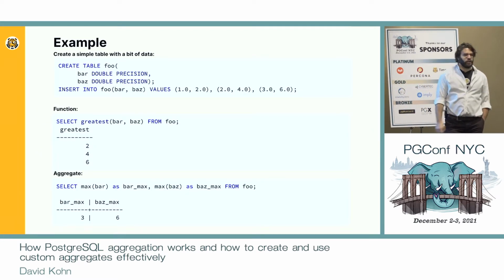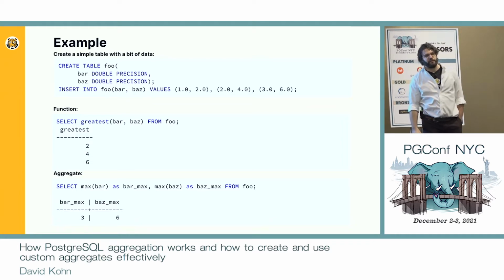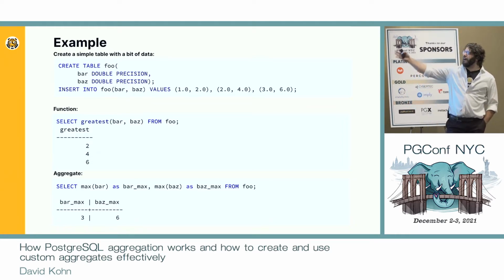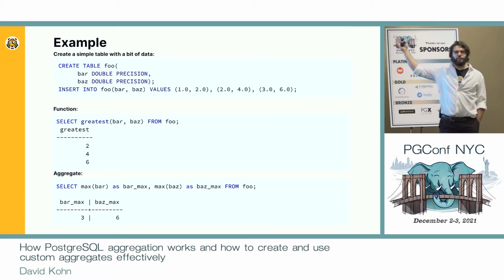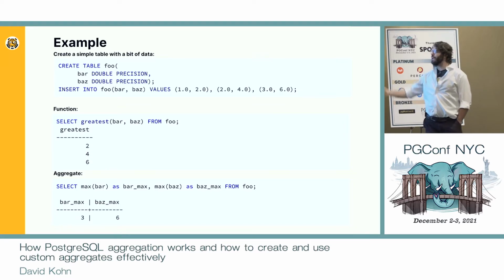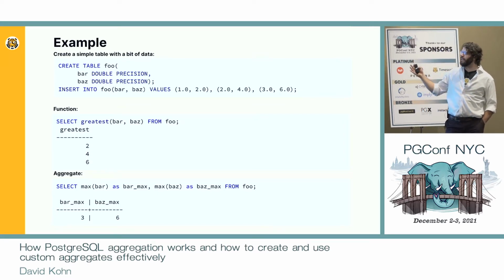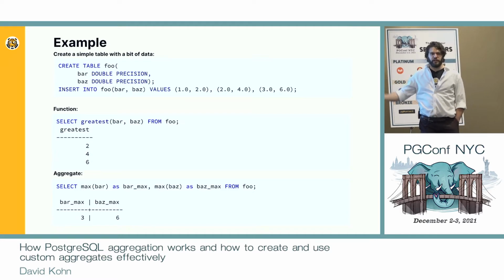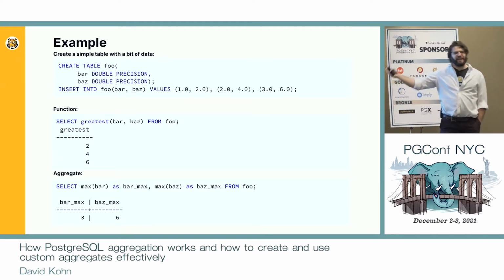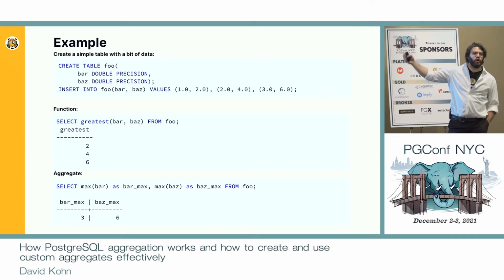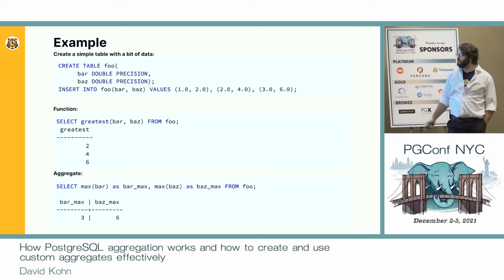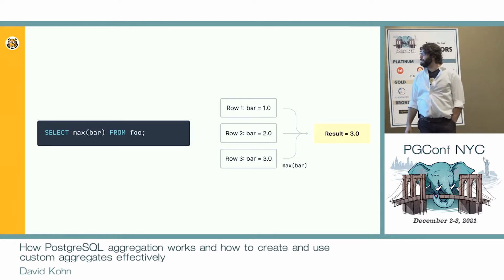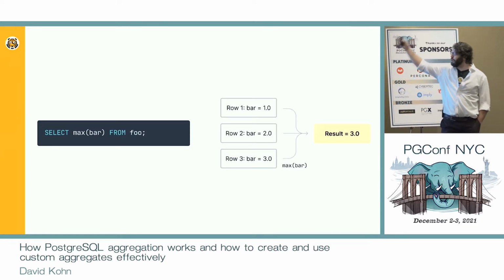So as an example, let's take a look at the difference between an aggregate and a function. We have a table, just a silly table with foo and bar and baz because we like to use those. So the greatest value between bar and baz we can get for each row, that's a function. An aggregate would get the max value over all the rows. Easy. So we're going to do something like this.